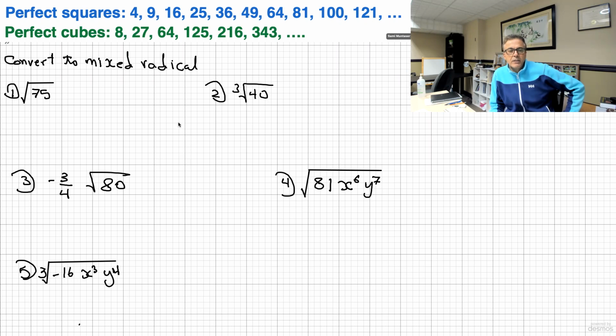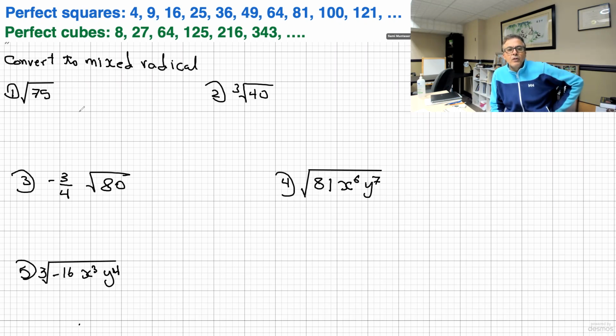Radicals and rational expressions. So the first thing here, they ask us to convert to mixed radicals. When you're doing questions like this, we're dealing with square roots and cube roots, and I'm just going to keep it between the square roots and the cube roots. There are lots of ways to do these kinds of questions. I'm sure you've seen different ways of approaching this.